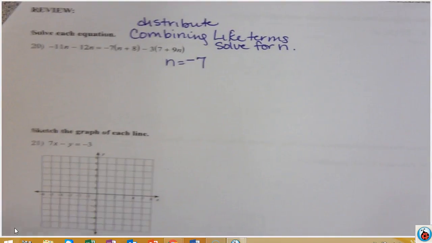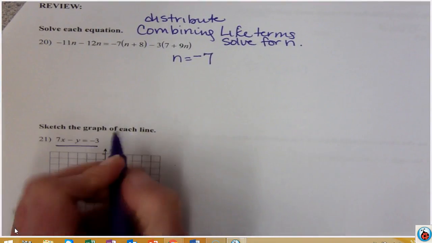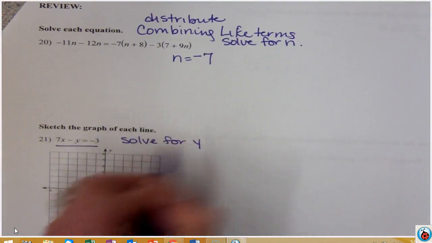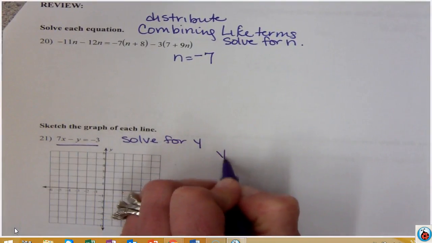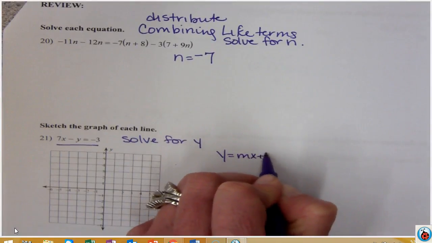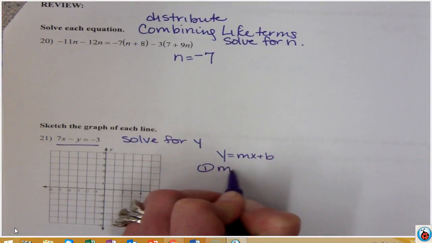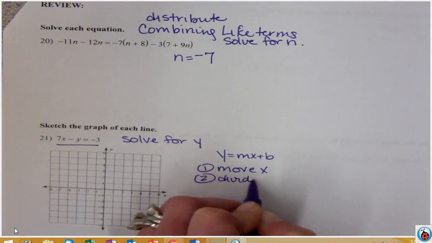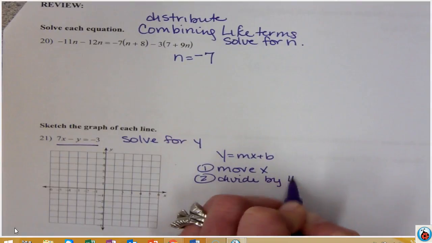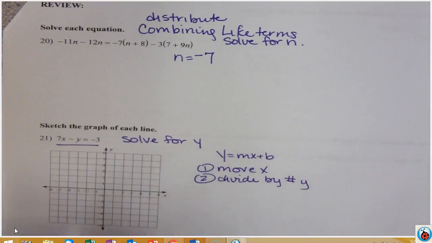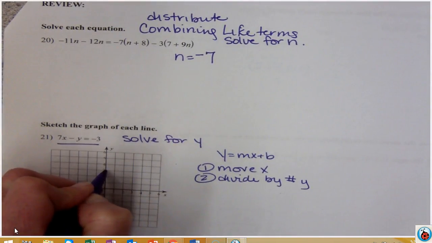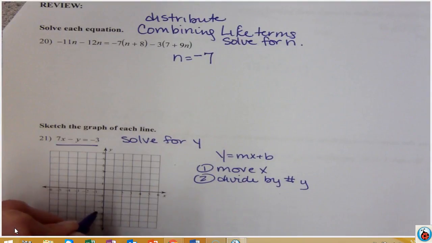Okay, in this you need to solve for y, meaning you need to change it into y equals mx plus b form. So you move your x, and then you divide by the number in front, your coefficient of y. Your line will look like this.